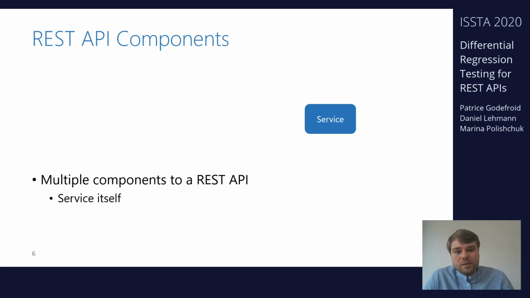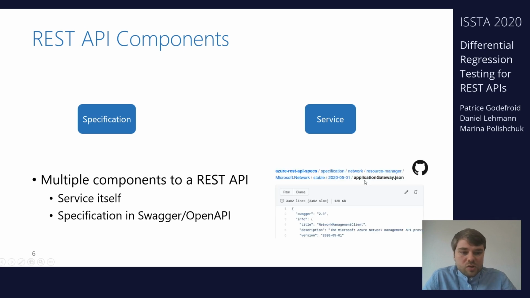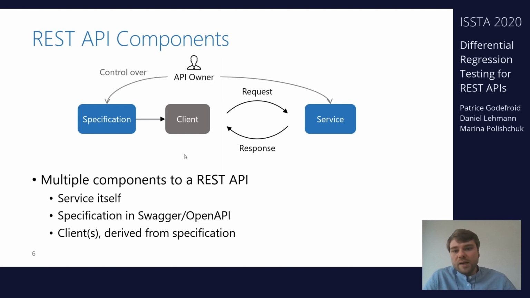The first one is the service itself, of course. But a second one is a specification of the service or the REST API. For example, here you see a Swagger or OpenAPI specification of an Azure REST API. Once the specification is published, third-party developers can develop clients against this specification or derive clients, sometimes even automatically. And we as a service owner or API owner want to make sure that there are no regressions in those artifacts under our control, namely the specification and the service itself.